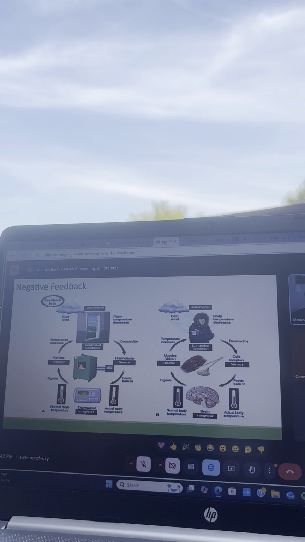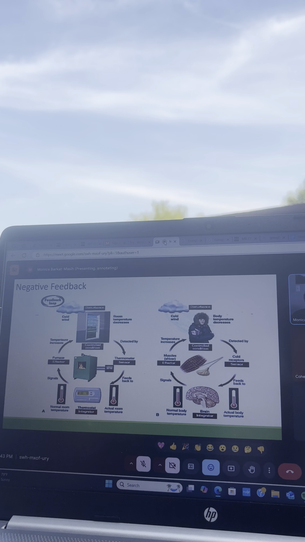Now, on the other hand, if you're overheated and then you start sweating to cool down the body temperature, what is the effector organ in that case? What is producing the sweat? Sweat glands. Yes. So the sweat glands would be the effector organ.